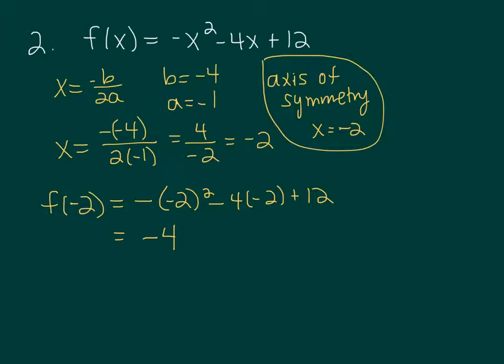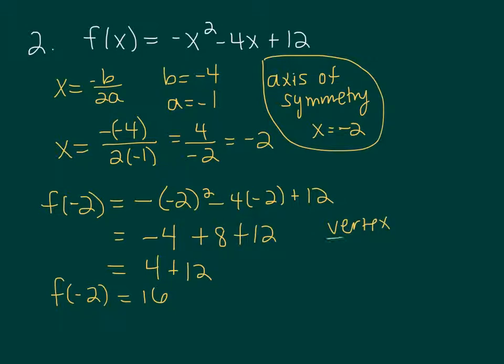So then we get negative 4, and then negative 4 times negative 2 is adding 8 plus 12. Negative 4 plus 8 is 4, plus 12 is 16. So f of negative 2 equals 16. So that tells us our vertex is at negative 2, 16.